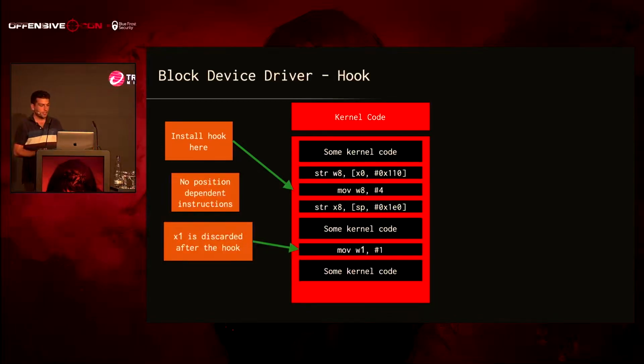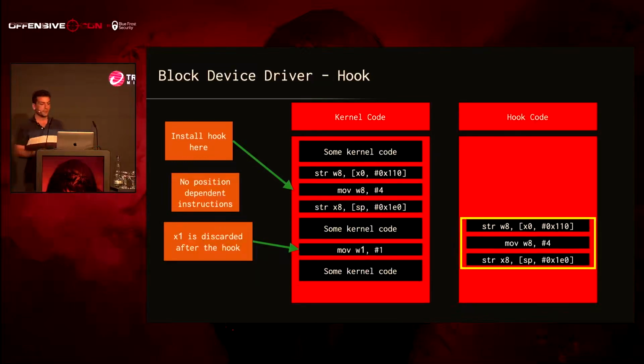And we also need a register that will be discarded after the hook because when we override these instructions, we will also use one register that we will not be able to restore its value later. So this looks like a good candidate because it answers these two conditions. We have no position-dependent instructions in these three instructions, and we have x1 that is discarded after the hook. So let's install our hook here.